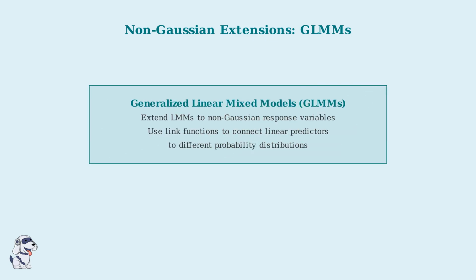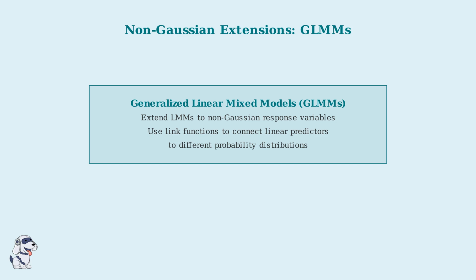Generalized linear mixed models, or GLMMs, extend the framework to handle binary outcomes, count data, and other non-normal distributions. GLMMs use link functions to connect the linear predictor to different probability distributions. This allows us to model binary responses, count data, and other non-normal outcomes while still incorporating random effects for clustered or longitudinal data.